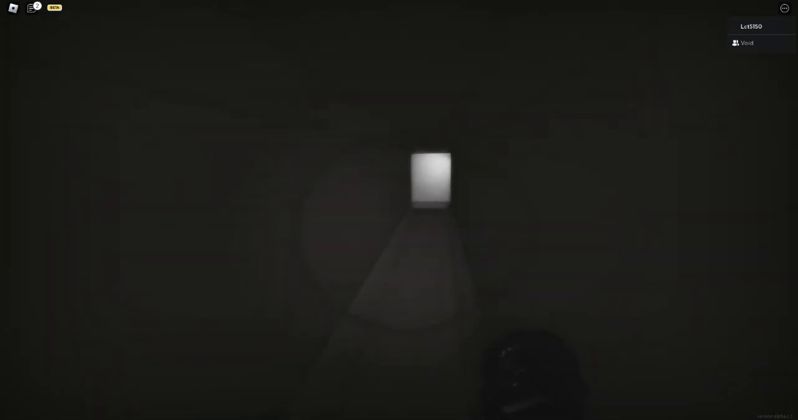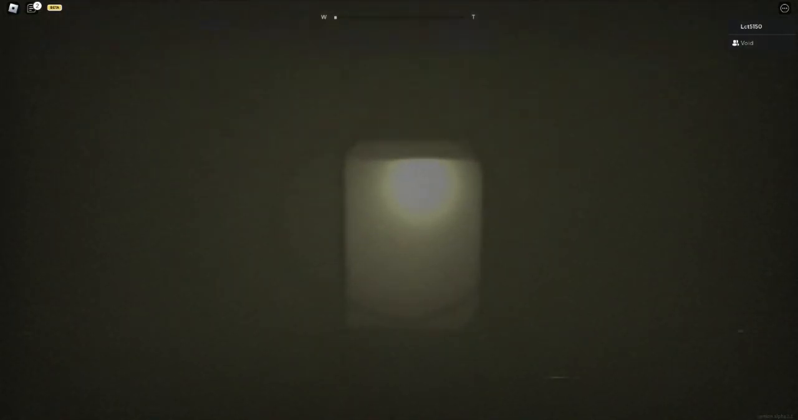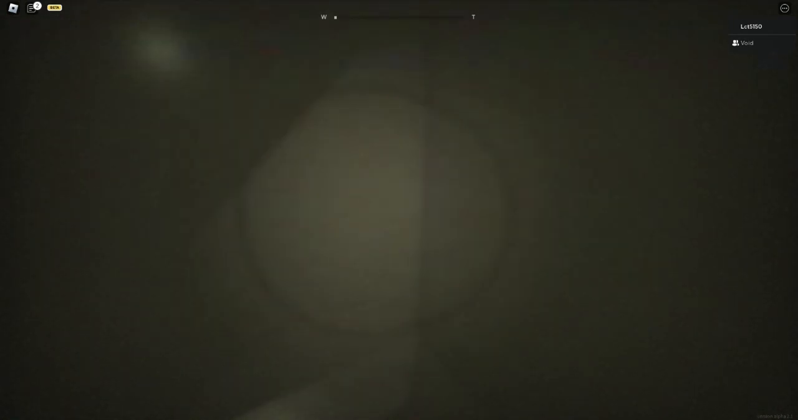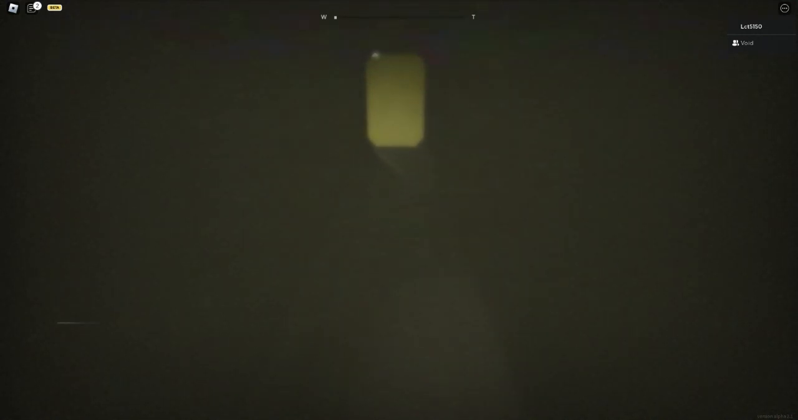Oh, I don't want to go back down there. 9276. Even if we were to fall back down there, I still remember the code. Fuck that, bro.